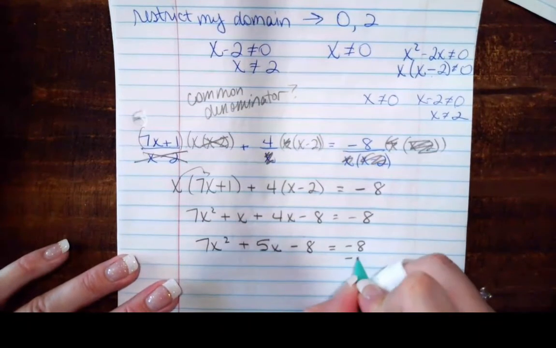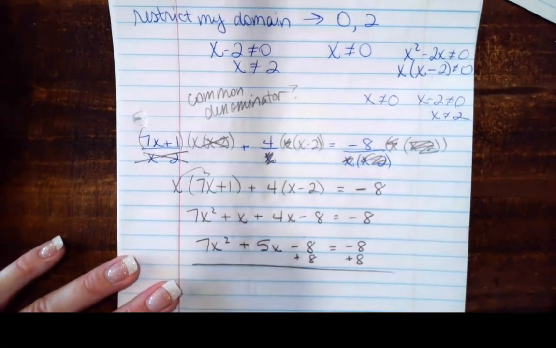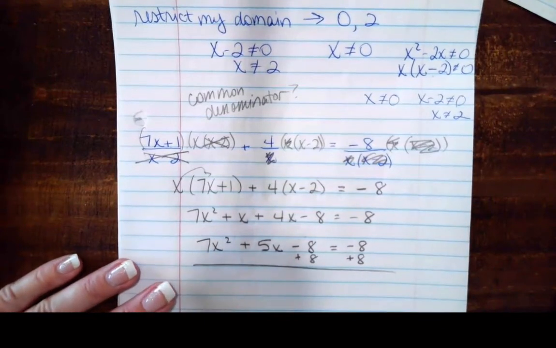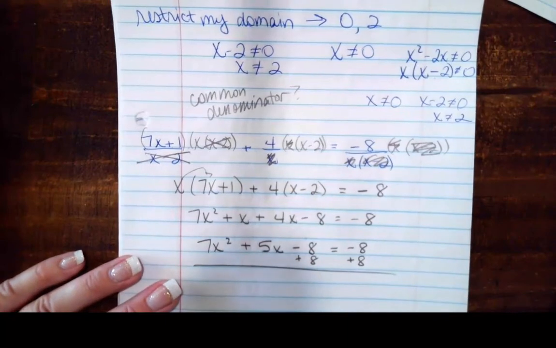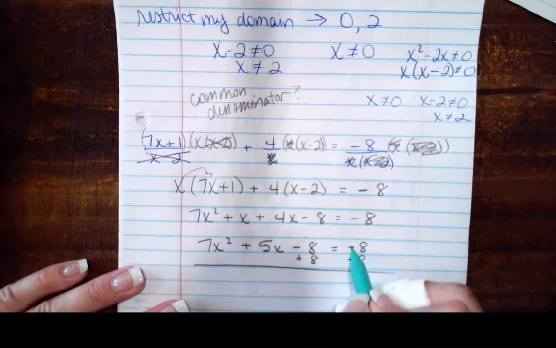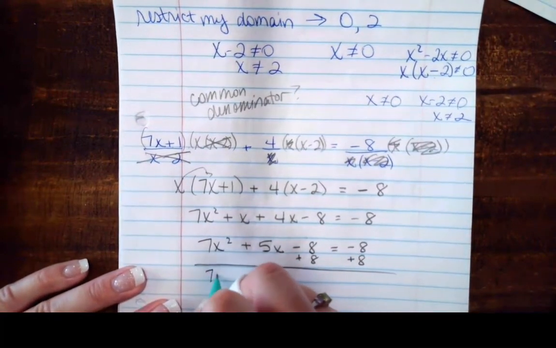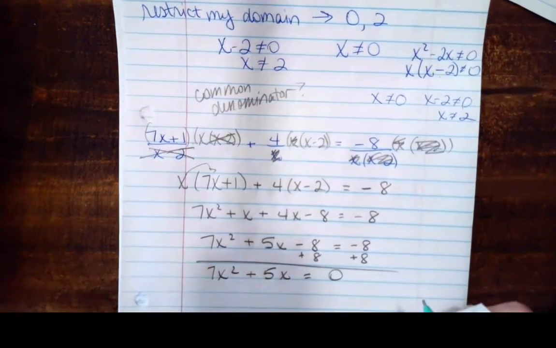I'm going to add negative 8. Sorry, I'm going to add 8 to both sides. So why am I doing that? Because I want that equal to 0. Okay, I want it equal to 0. And then I'm going to figure out what to do. So I've gotten into a whole bunch of terms, now get it equal to 0. So I'm going to add this 8 over. So that gives me 7x squared plus 5x equals 0.